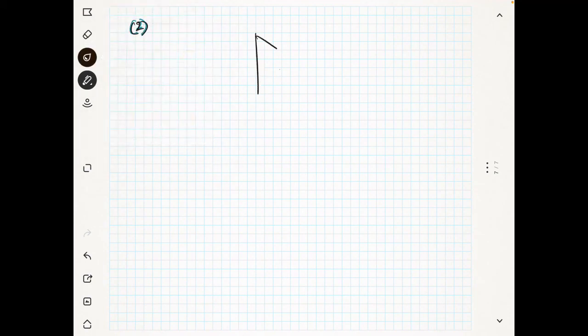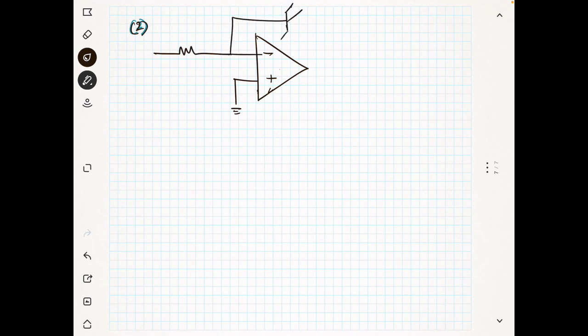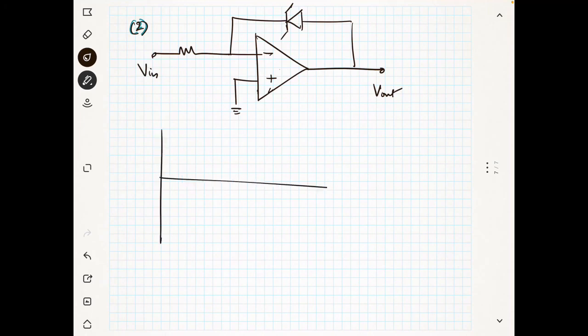You see here minus, plus, and this Zener diode is connected in an opposite direction. That's it. There is no other change. This is your V out and this is your V in. Now my V in is like this, positive and negative. So this is my V in. What is my V out?